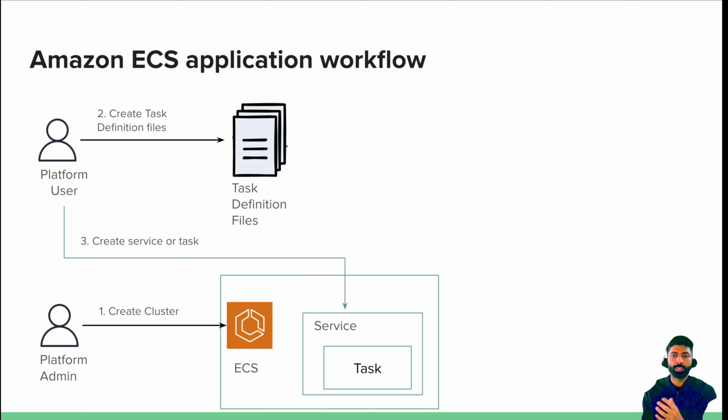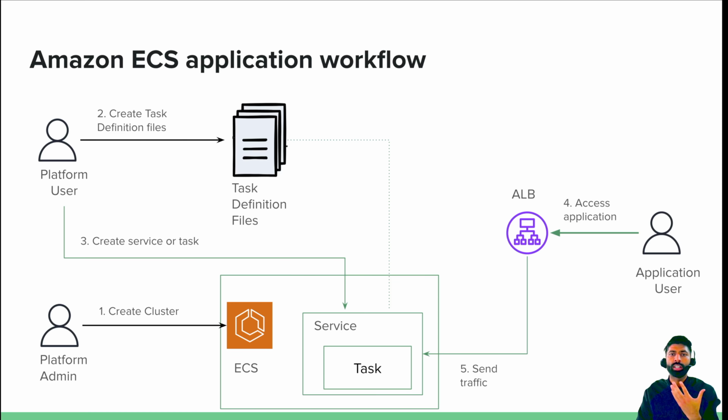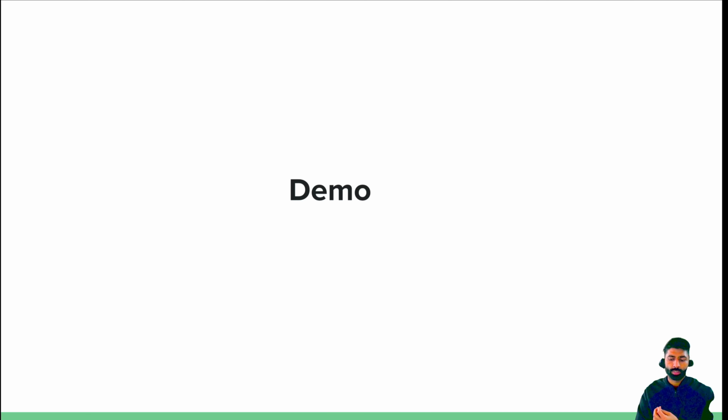So now the application user wants to access that application. How does the application user access that application? The user can access it via an application load balancer or ALB, and in turn that ALB will send the traffic to the ECS service, and then the user will get the actual outcome of that application. We'll see that in the demo as well. So let's go to the demo.